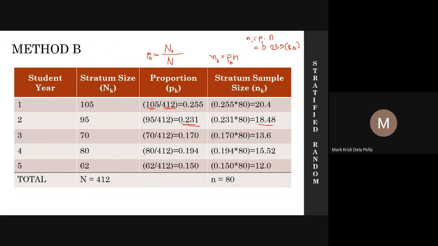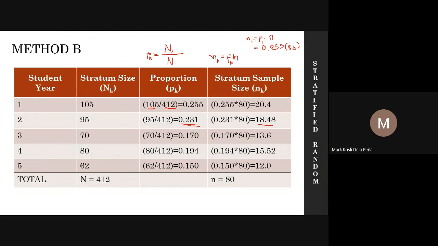However, if you observe, we have decimal values. Now we don't have 0.4 of a respondent. Let's say, for example, if these are people, we don't have 0.4 people. These are discrete values. So it can either be 20 or 21. But which do we use, 20 or 21? So we will round them.